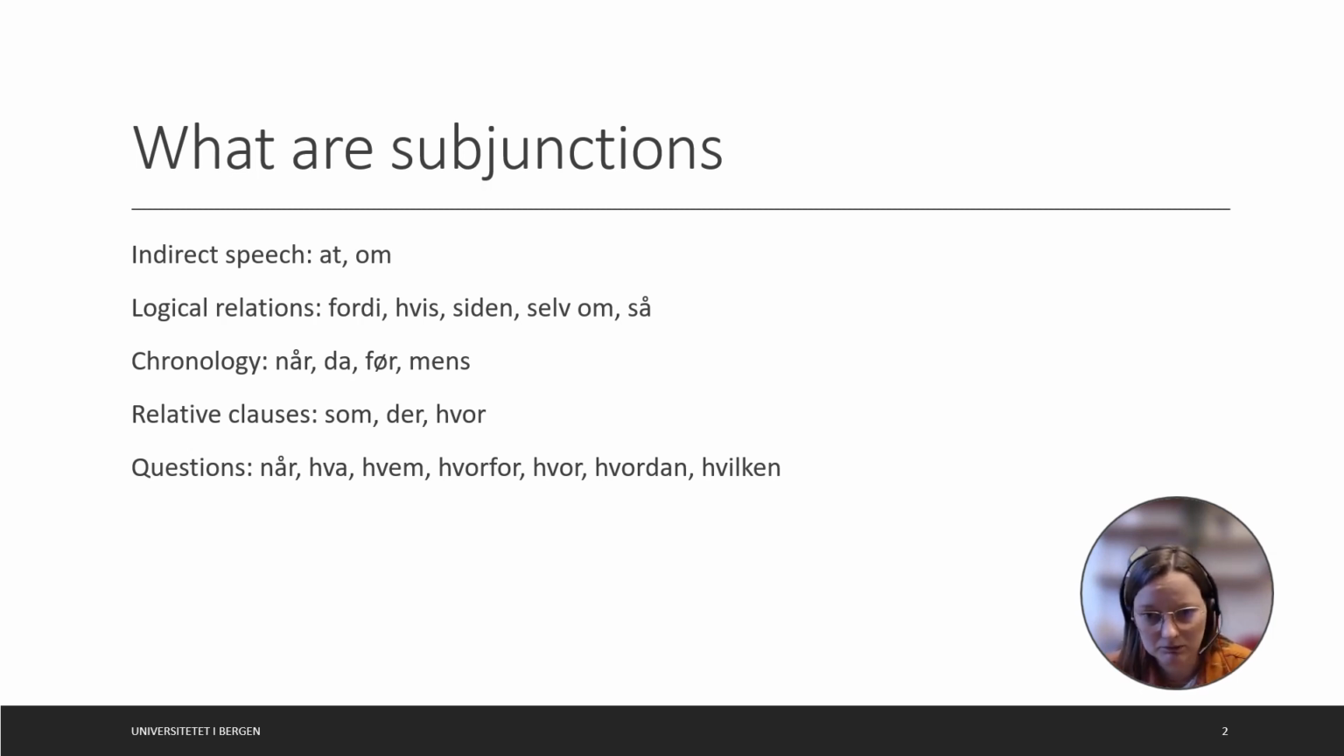only ones. When it comes to indirect speech, the most common subjunctions are at and om. For logical relations, it's fordi, hvis, siden, selv om, and så. For chronological order, it's når, da, før, and mens that are most common. In relative clauses, it's som, der, and hvor, and also the question words can be used as subjunctions.